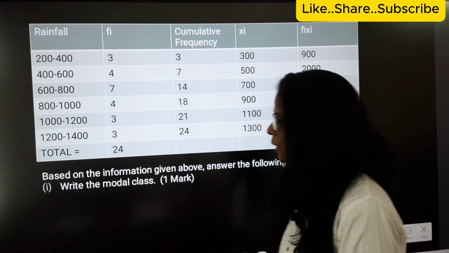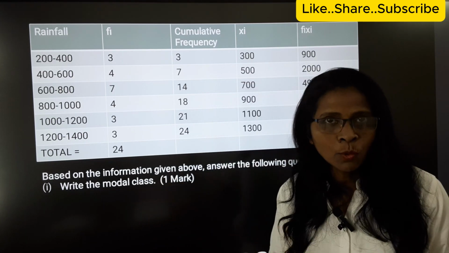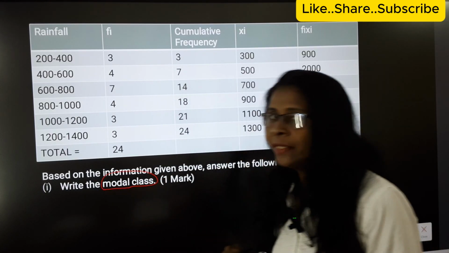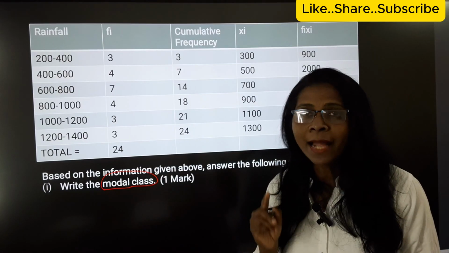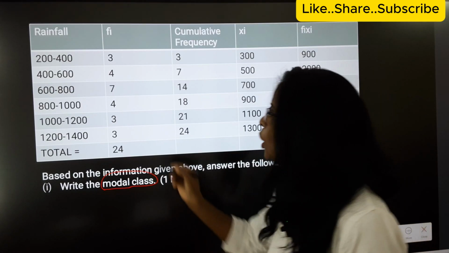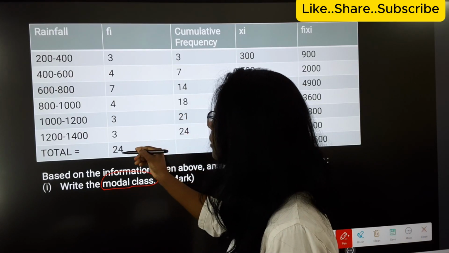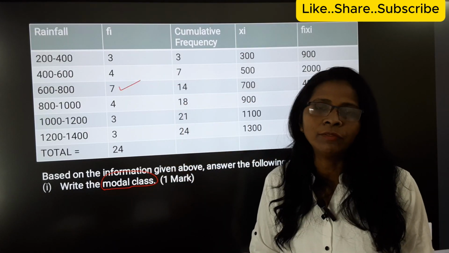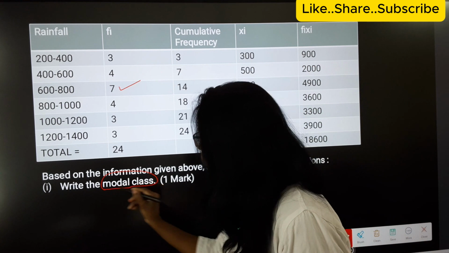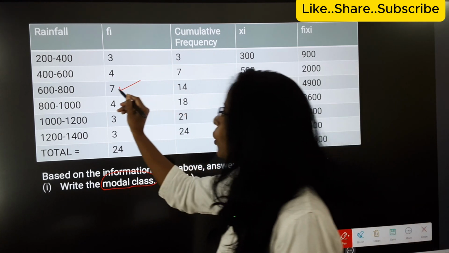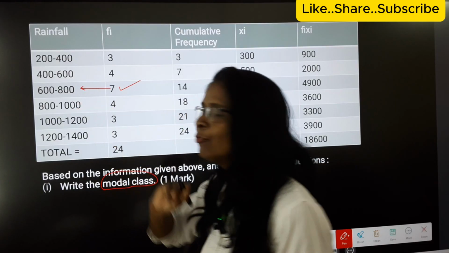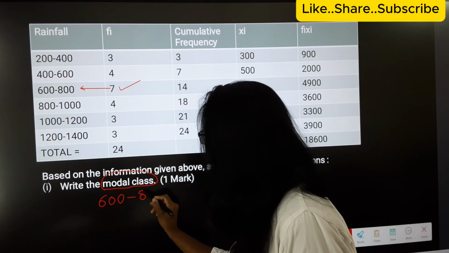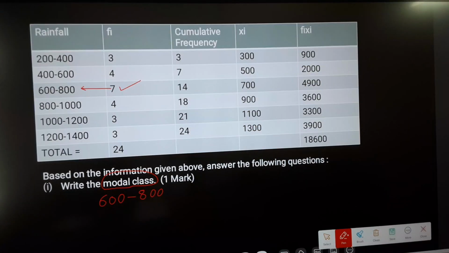Okay, on the information given above, answer the following questions. The first question is to write the modal class. Now dear students, see here, modal means the mode. And how can we find the mode? Mode means the maximum frequency. So here, see, this is the column of frequency. Which one is the maximum frequency? The 7 is the maximum frequency. For this mode, the class is called the modal class. So here 600 to 800 is the modal class.